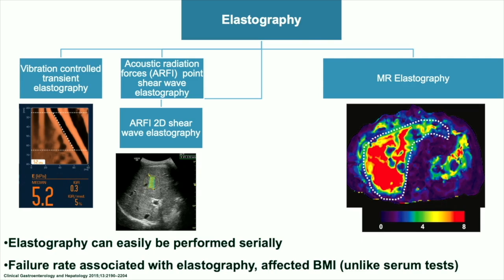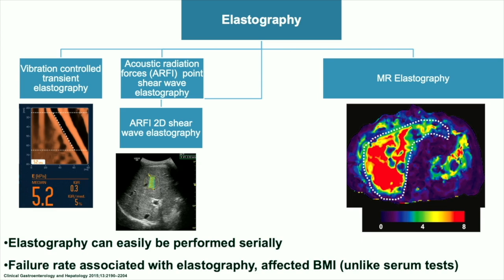Let's turn our attention to elastography, because this is the other test which has really complemented some of these serum markers and allows us to avoid liver biopsy. So many of you in your offices may have vibration-controlled transient elastography, that's FibroScan. If you order an ultrasound, there are two types of ARFI, or acoustic radiation force impulse, shear wave or point shear wave elastography that you can obtain. And of course, the gold standard, although a bit more expensive and involved, is MR elastography. And these can be performed serially, without the morbidity associated with a liver biopsy.